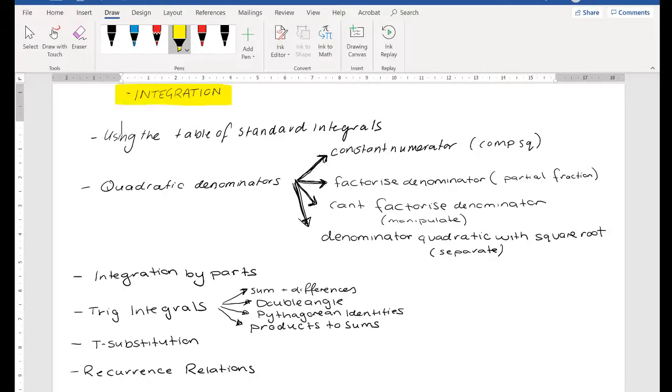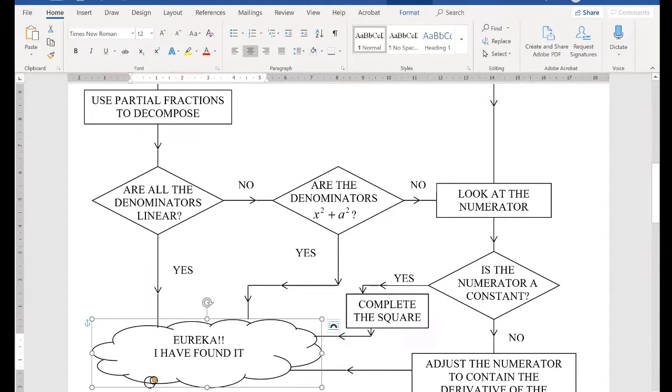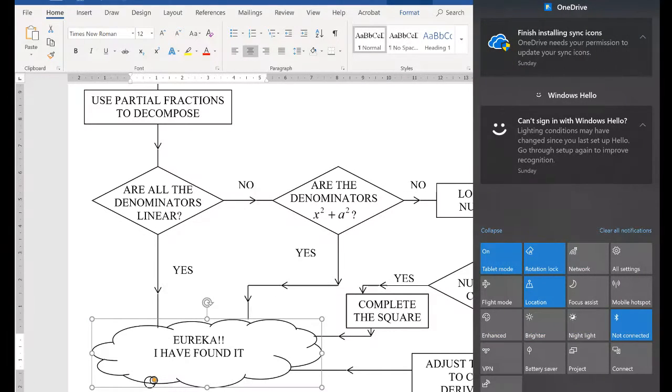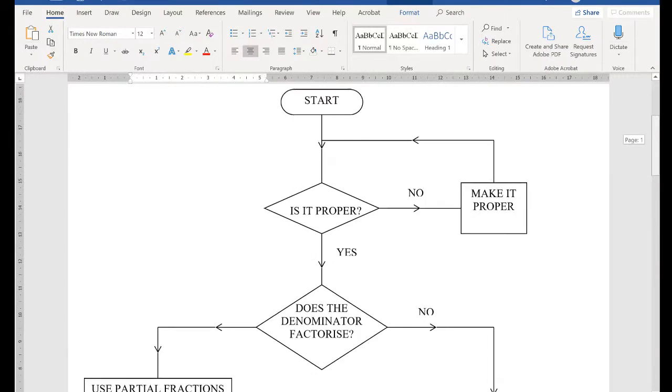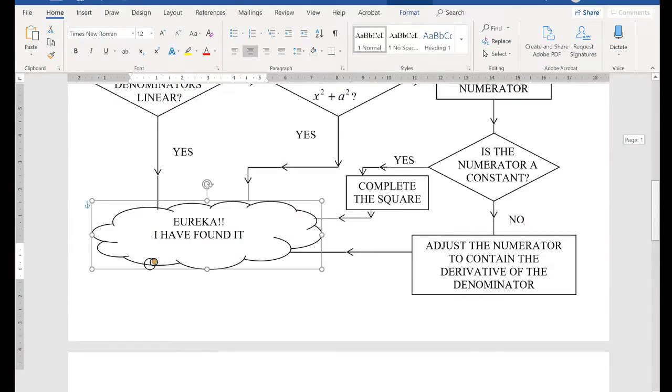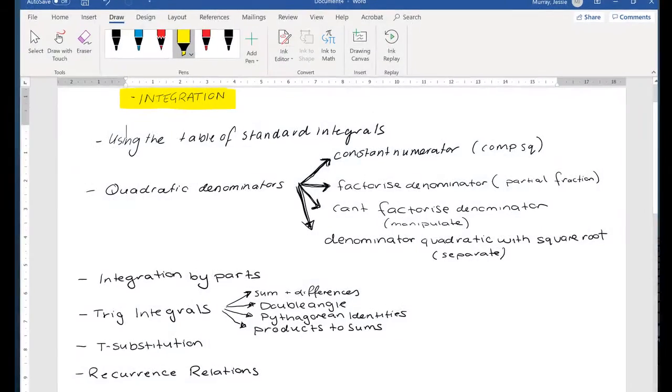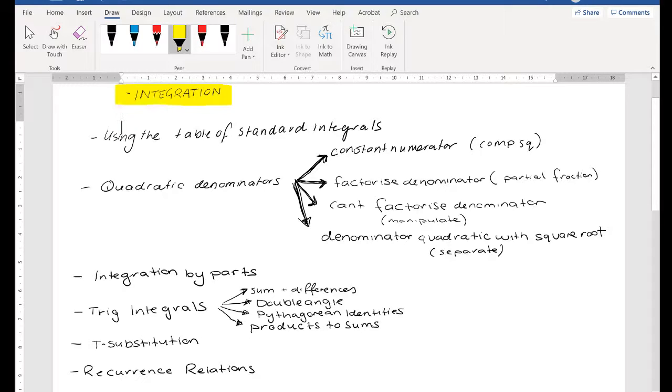And this is mostly where you can use this mind map here. So this mind map is all your options if you do have a quadratic denominator. And I've done a small little summary here, including all of those. So knowing what happens when there's a constant on your numerator, you complete the square. If there's a denominator that can be factorized, we do partial fractions.